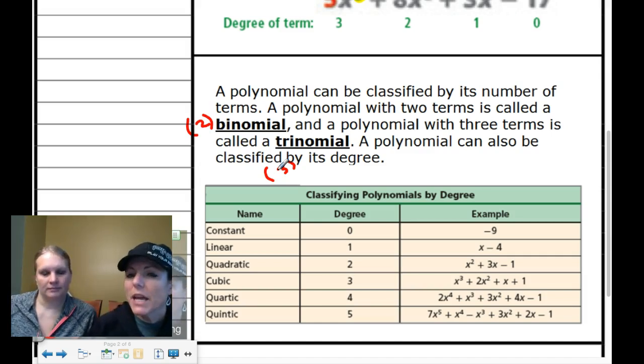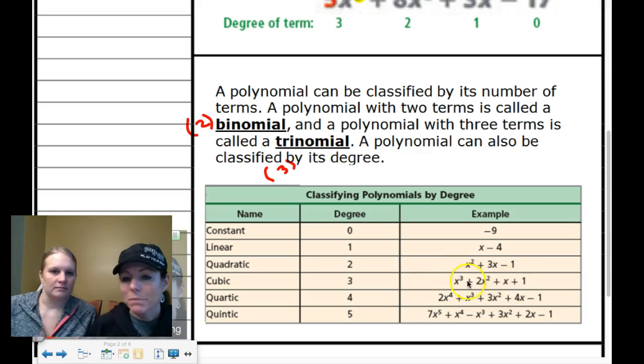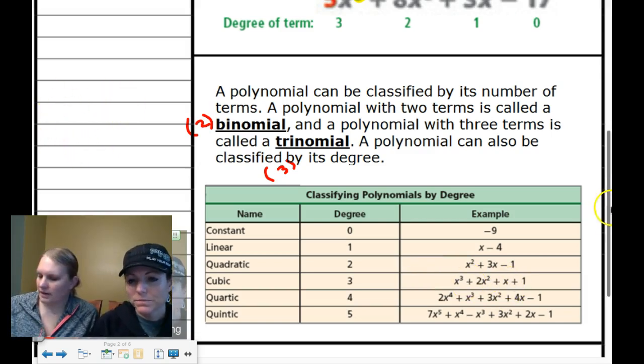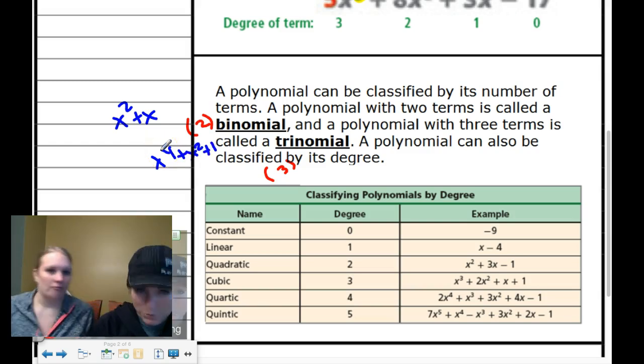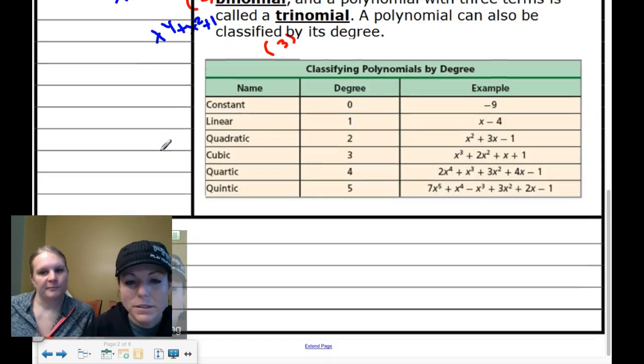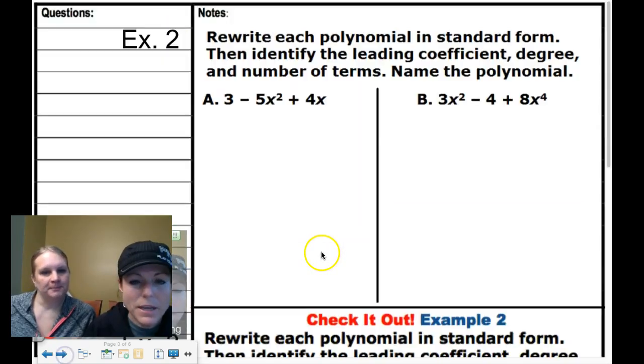And when we say 2 terms, 3 terms, what Miss Boyd and I mean is terms are separated by plus signs, like down here in the table. So an example could be x squared plus x. That would be a binomial. A trinomial would be like x to the 4th plus x squared plus 1. That would be a trinomial. Right, I think we're ready to go to the next page.